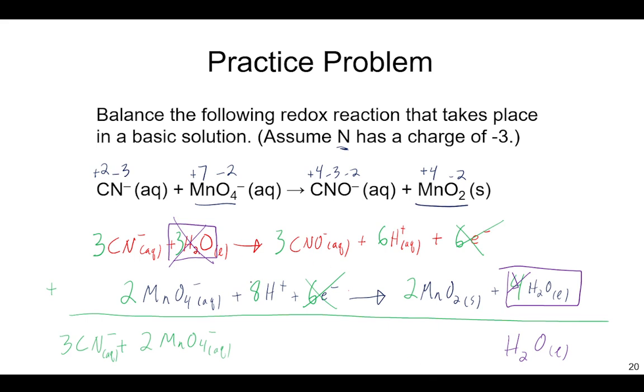And likewise, 8 hydrogen pluses on the left and 6 hydrogen pluses on the right, when I add these together, those 6 are going to get completely canceled with 6 of the 8, leaving 2 H pluses on the left.